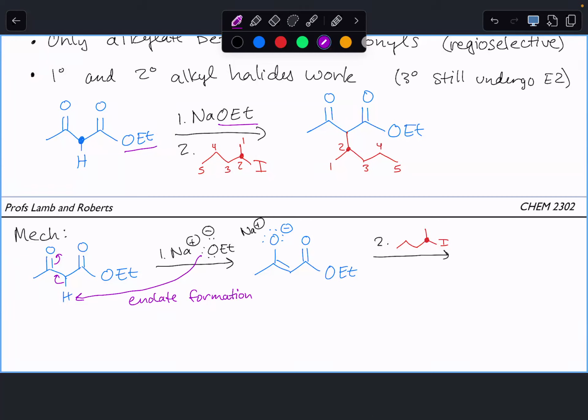We're going to do an SN2 reaction. So remember, this is the weird arrow pushing for enolate nucleophiles. Lone pair pushes down to reform the carbonyl. The C=C double bond attacks our electrophile, leaving group leaves. SN2 mechanism.